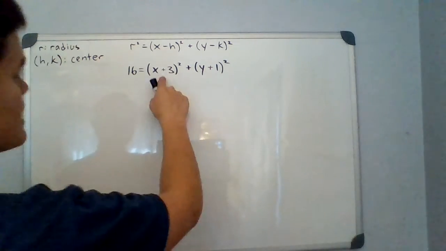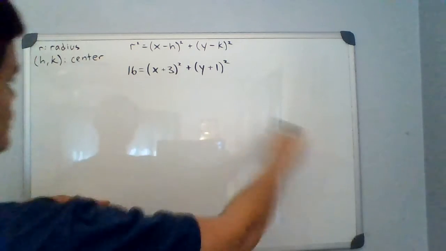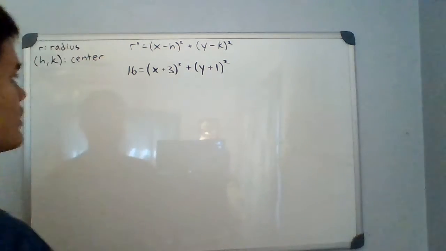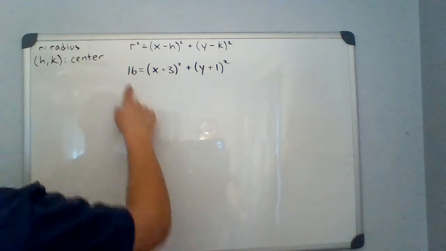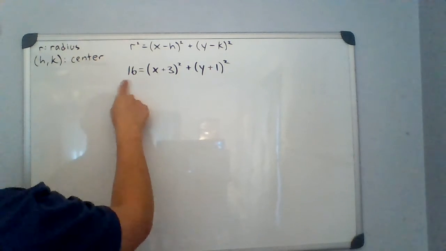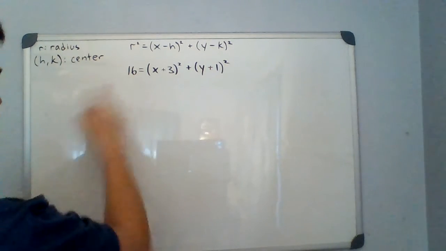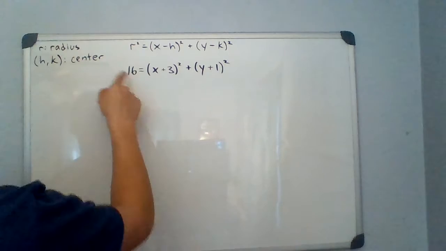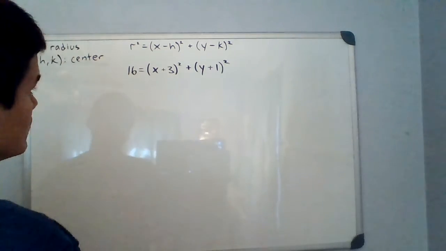And so however I change these values here, that just translates that circle to another part in the Cartesian coordinate plane. And this value, we always want to pay attention, is going to be the square of the radius. So the radius is the square root of that number.